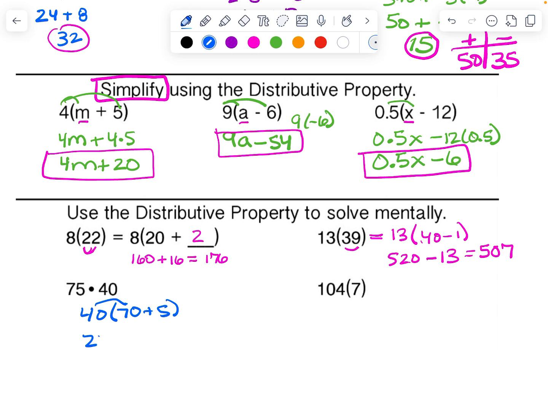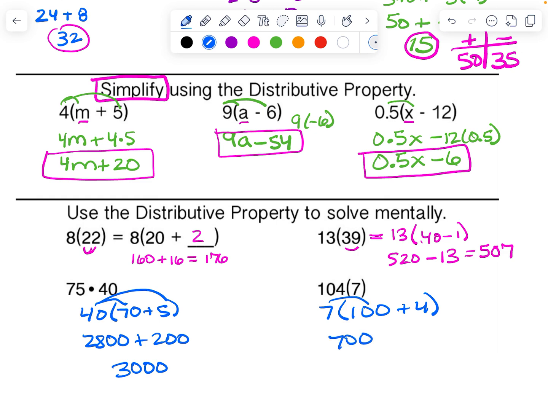So I didn't use a calculator on any problem, but I am going to check right now on my calculator and make sure I didn't make any mistakes before I turn this video off. Because you know I'm only human. So far everything is looking good. 75 times 40 is actually 3,000, and 104 times 7 is 728. So all of these are right.